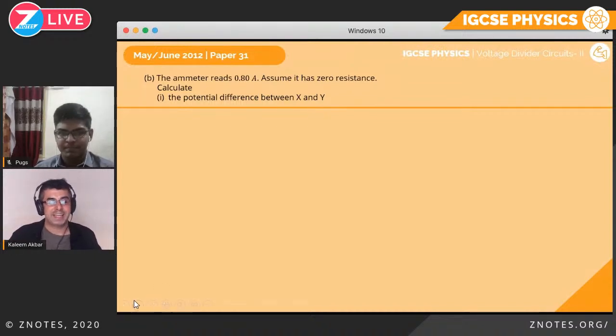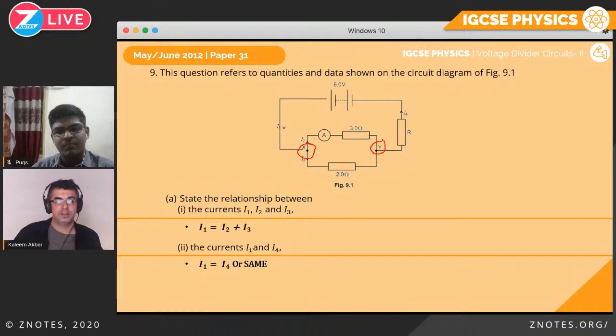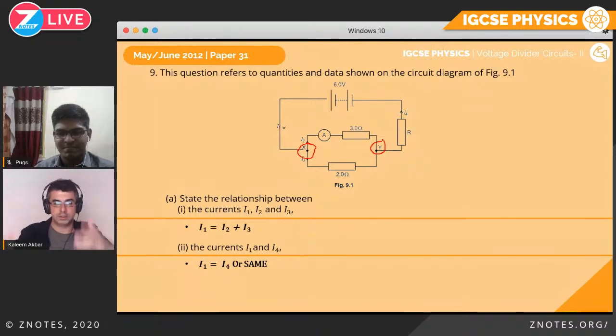Then they say calculate the potential difference between X, which, let me just highlight this, is right there, and Y. And now all of a sudden students are like, oh, what's going on here? I don't know. There's 3 resistors. There's an I2 and an I3 and a 2 and a 3 and an R and an I4 and an I1 and a 6. I don't know what's going on.